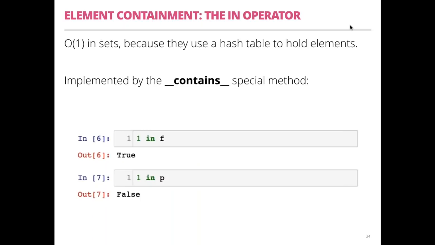Okay, another operation with sets, another very basic operation, is to determine whether an element belongs in a set, whether the element exists in the set. So for that, we use the in operator. And in order to make that work, we implement the dunder contains special method.